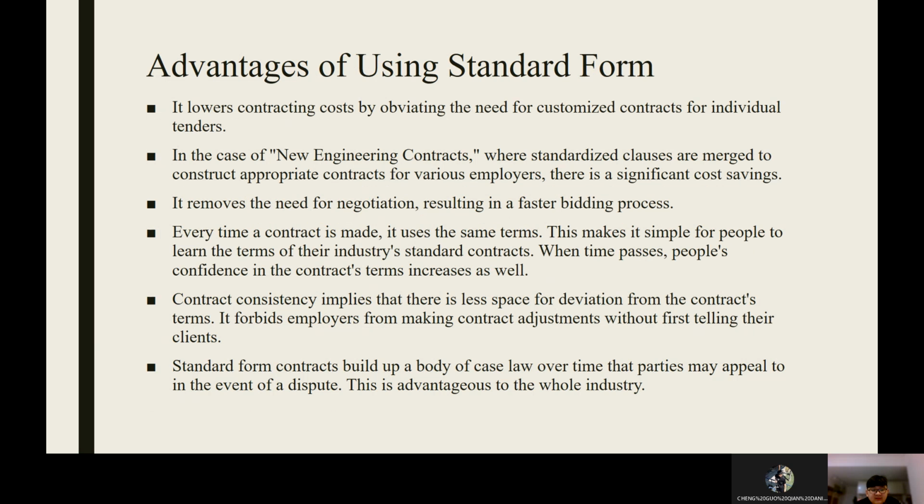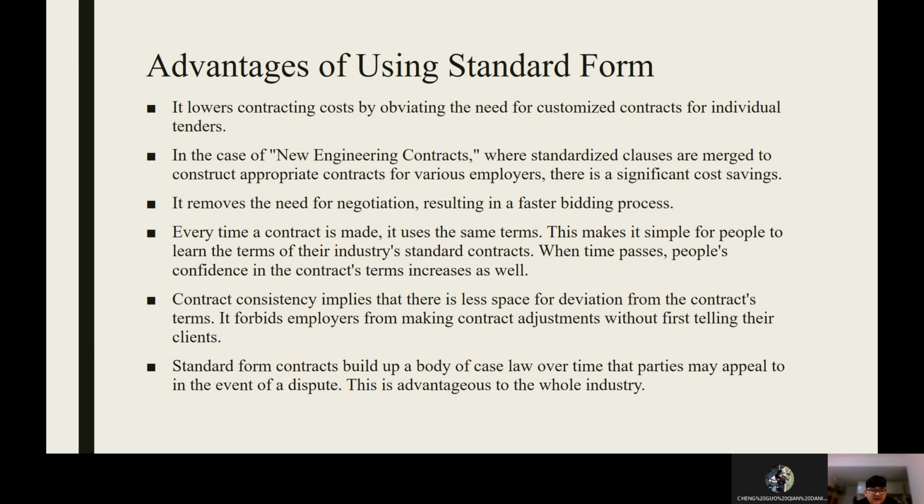Now I will talk about the advantages of using standard form. It lowers contracting costs by obviating the need for customized contracts for individual tenders. In the case of new engineering contracts, where standardized clauses are merged to construct appropriate contracts for various employers, there is a significant cost saving. It removes the need for negotiation, resulting in a faster binding process.